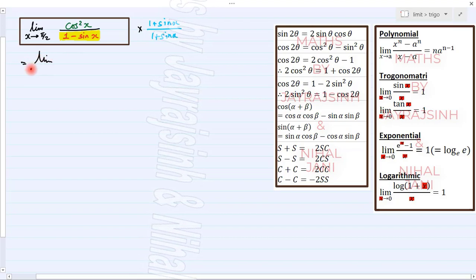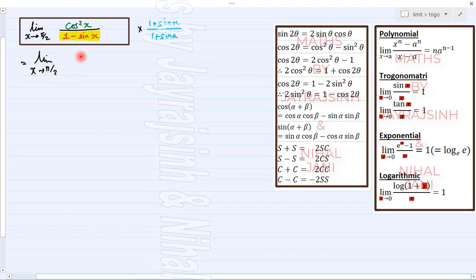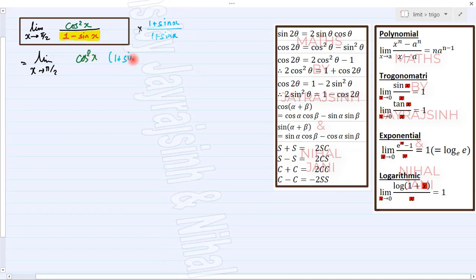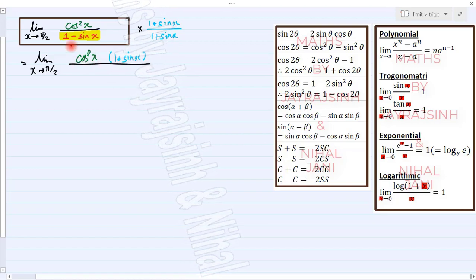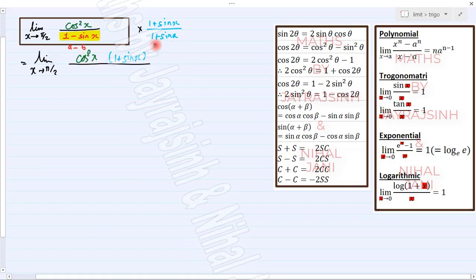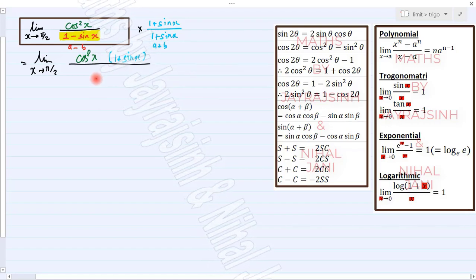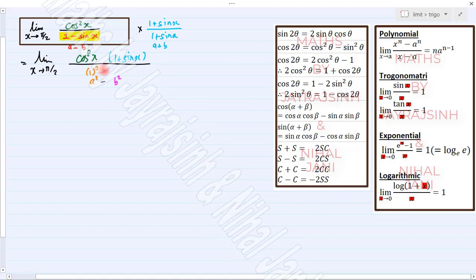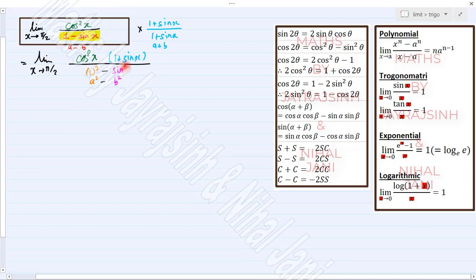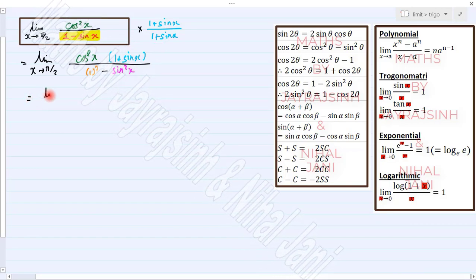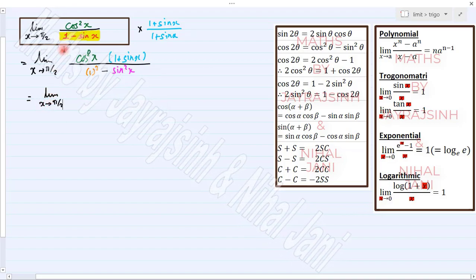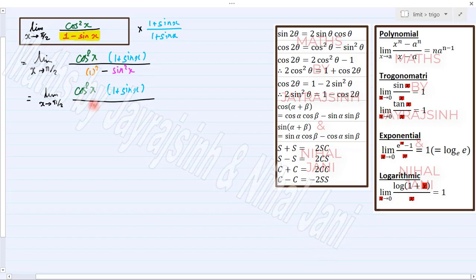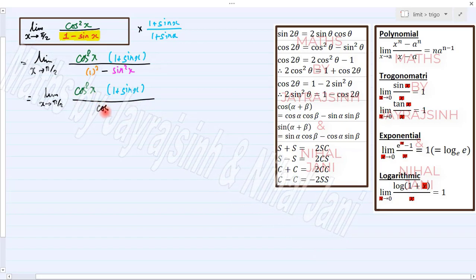So your limit x tends to pi by 2. In numerator, we will get cos square x and 1 plus sin x. And in denominator, we have a minus b into a plus b. So it will be converted into a square minus b square. So here we'll get 1 square minus sin square x. So limit x tends to pi by 2, and your numerator will be as it is upon 1 minus sin square x, which can be converted into cos square x.